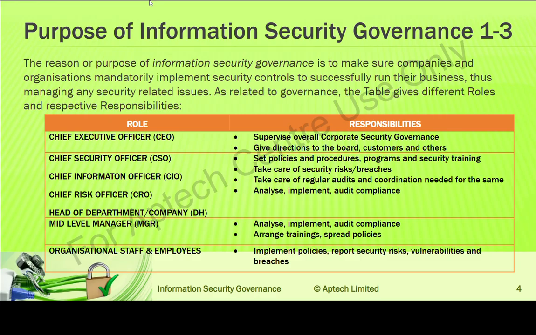The CSO will set policy, procedure, programs, and security training. The Chief Security Officer is to create the policies that are needed, and then procedures, step by step, on how to implement them, and then programs and security training. He also provides staff security training on how to adhere to the policies, the step-by-step procedures, and to take care of security risks and breaches. He is in charge of taking care of any security risk and breaches, and recommends and implements all the policies needed to mitigate risk and breaches.